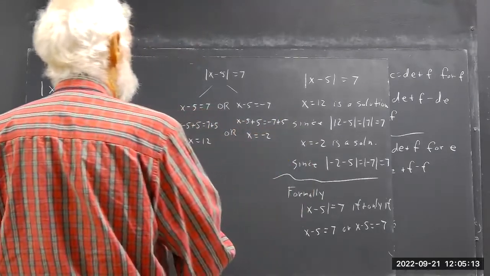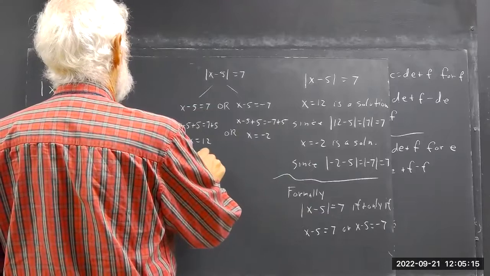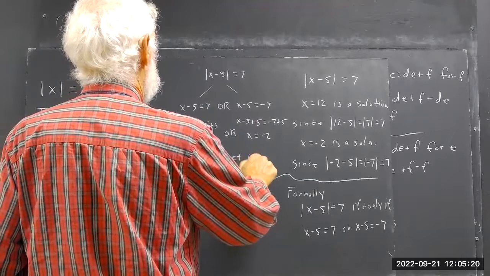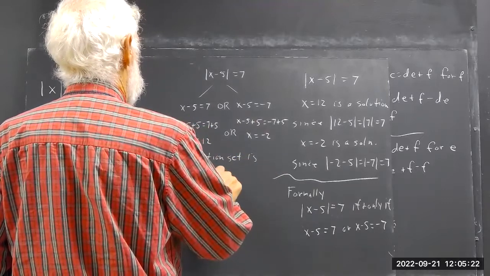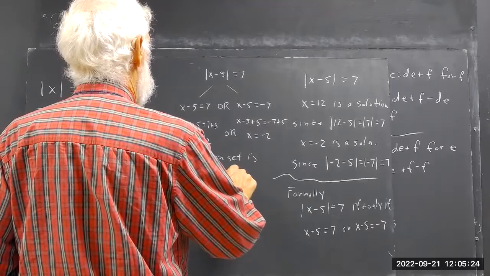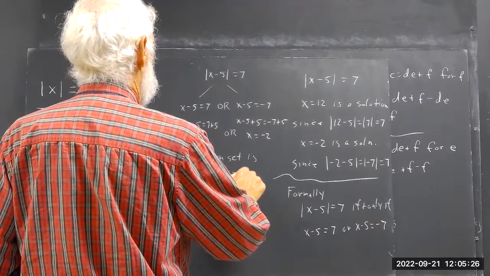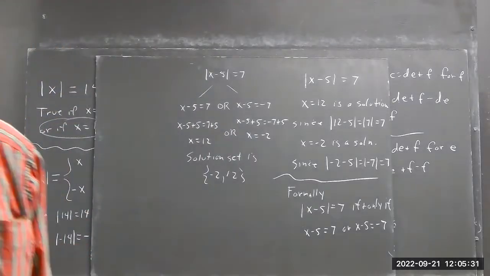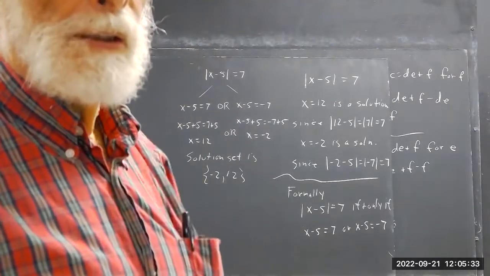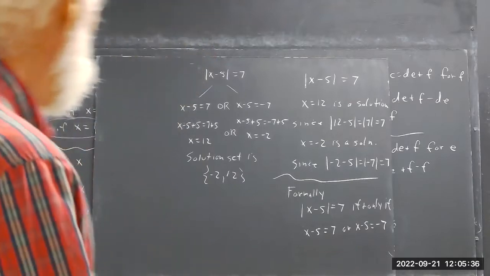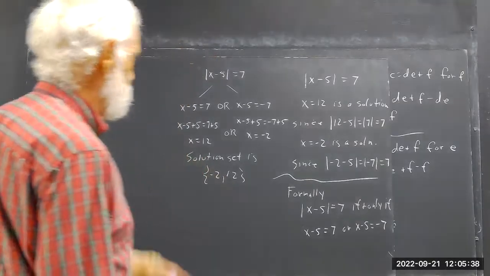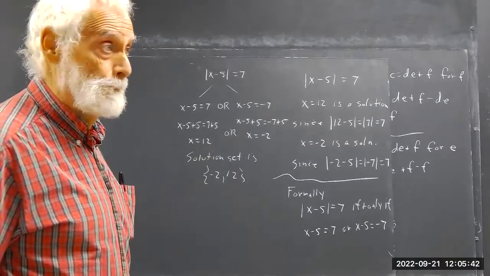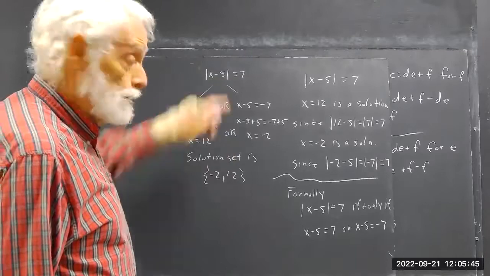So we do the algebra. Now we say our solution set is a set consisting of the two numbers, -2 and 12. And Open Math will explain the set notation if you haven't seen it before, but that's how we would write out the solution set. We're using braces, and this is a set of two numbers. Anything in this set is a solution to the equation.